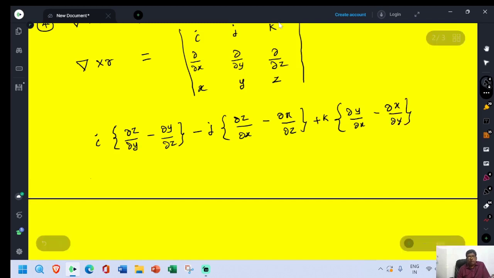See that ∂z/∂y is 0, ∂y/∂z is 0, ∂z/∂x is 0, ∂x/∂z is 0, ∂y/∂x is 0, and ∂x/∂y is also 0. So the entire expression is 0. Therefore curl r equals 0.